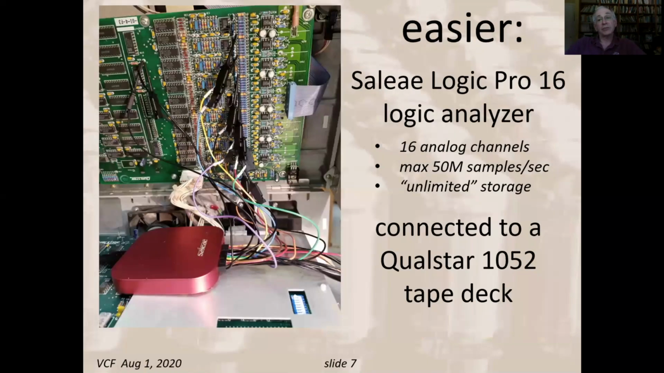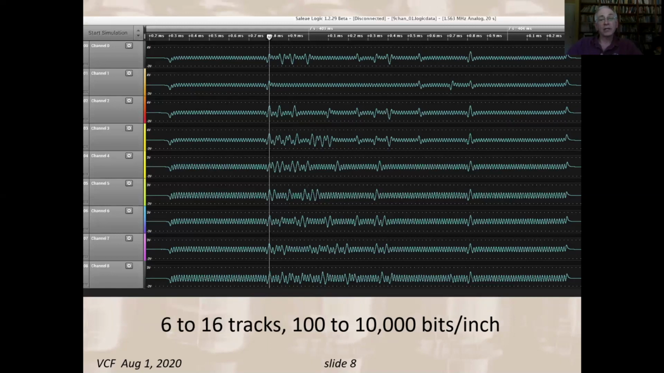And then there was a brilliant insight from, I think it was Al Casso, who said, don't build your own hardware. Take a standard tape drive with a standard read head and the standard preamp, and then use an A to D logic analyzer to record the analog signal and digitize it before all of the rest of the electronics in the tape drive. And that's what we did. We took a Qualstar 1052 tape deck, wired in a Saleae 16-channel logic analyzer. I'm a big fan of Saleae, by the way. They make fantastic products. And the result is a series of waveforms that look like this. And we can collect anywhere from 6 to 16 tracks, 100 to 10,000 bits per inch.